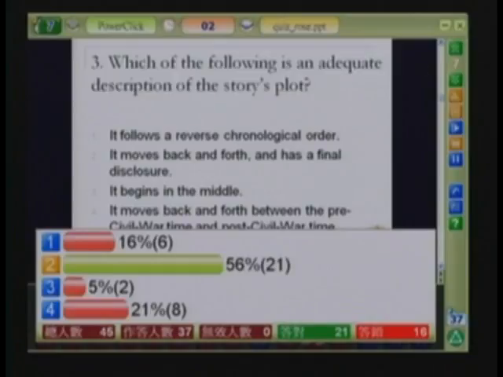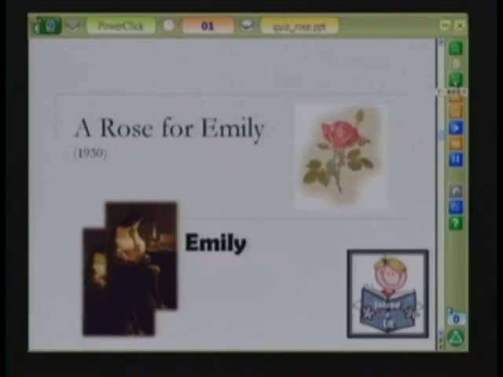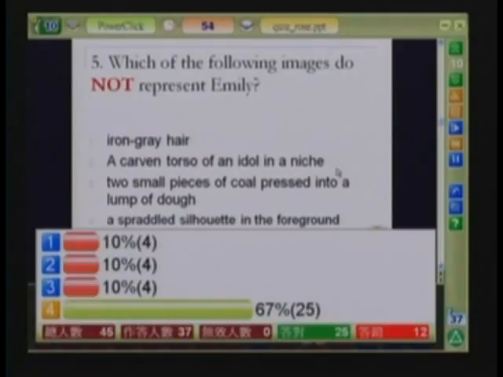Okay, right. Okay. So let's move on. Okay, it should be number 3. Yeah. Because it is not a turning point because she stays the same. She stays the same. But after she stopped the China painting lesson, she's completely closed off. She stopped any contact with the society. And the only connection she has then with the society is the Negro servant. Okay, the next one. Okay.